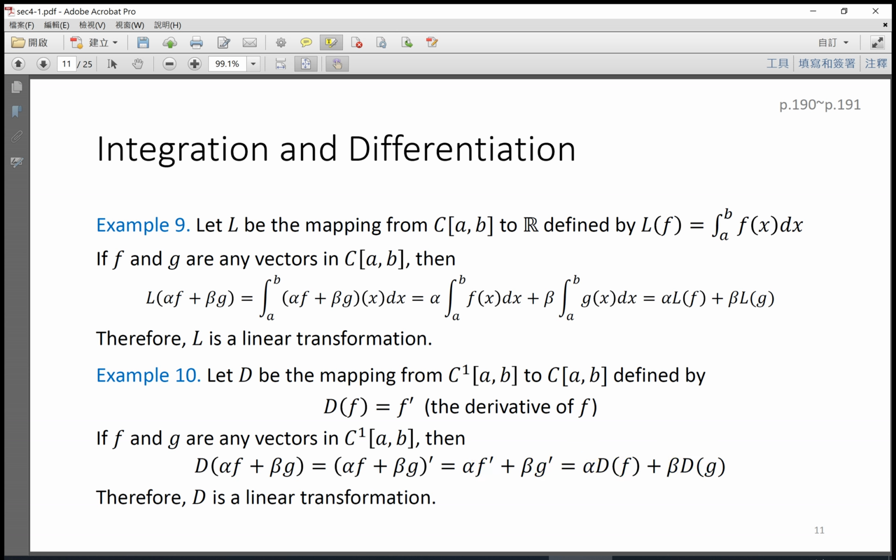And we have shown D of alpha f plus beta g equals alpha D of f plus beta D of g. And this equality holds for all scalars alpha, beta and all f, g in the vector space C^1[a,b]. And therefore D satisfies the homogeneity and additivity properties, and therefore D is a linear transformation.